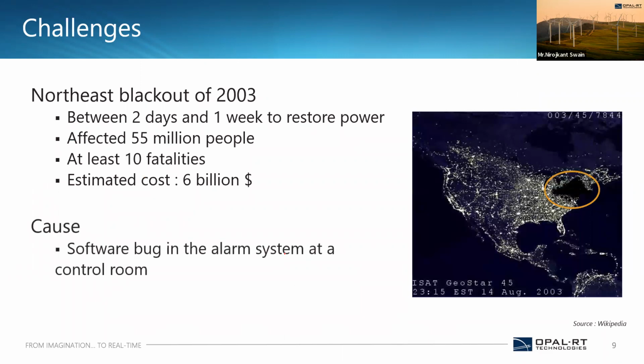In 2003, the Northeast blackout took between 2 days and one week to restore power. The total affected people were 55 million, and the estimated loss was $6 billion at that time, because of a software bug in the alarm system at a control room.